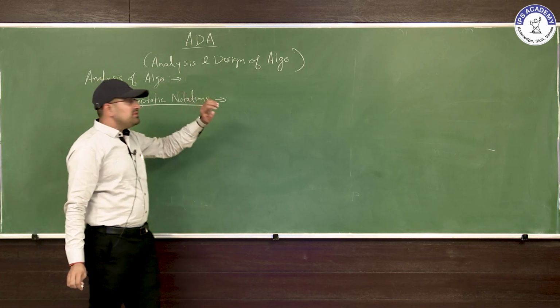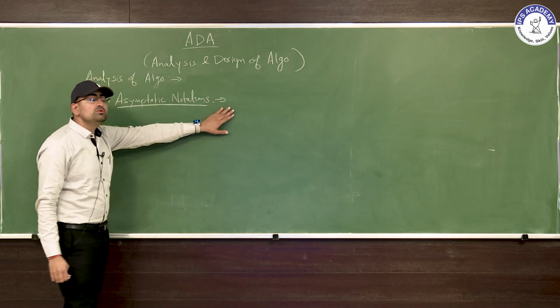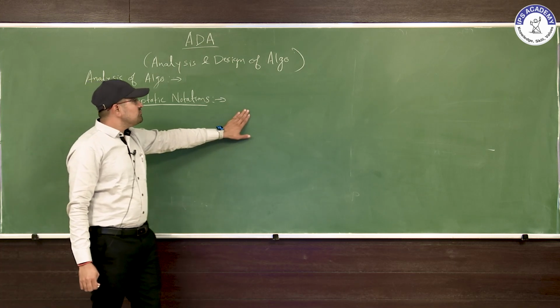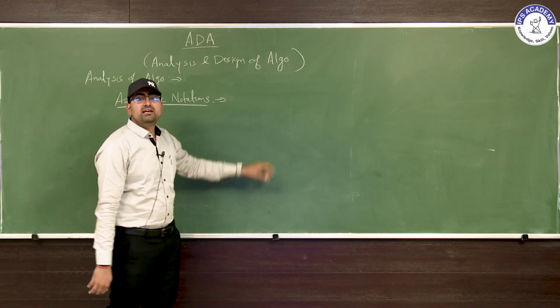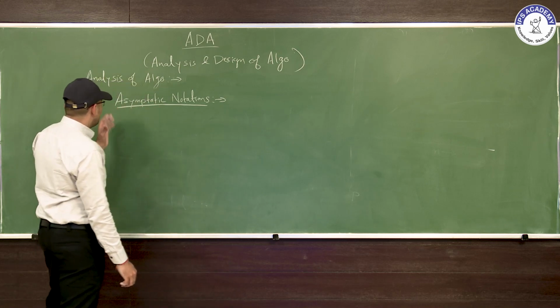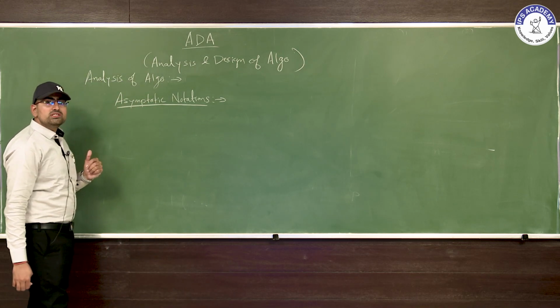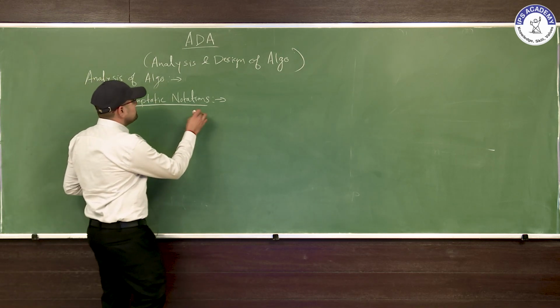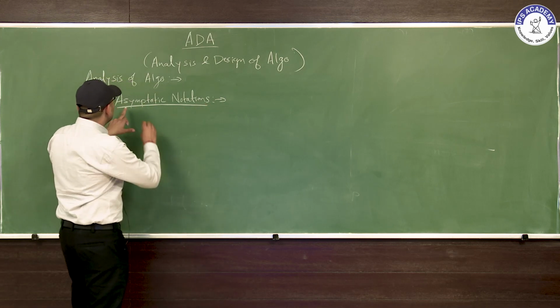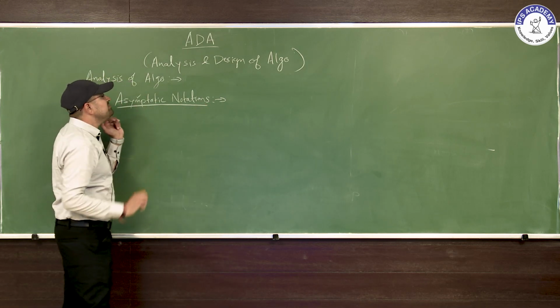These are the mathematical notations which we are going to use for expressing the complexity of an algorithm. So in short, we would be discussing the asymptotic notations also. So what are the asymptotic notations? First of all, we need to understand why these are called asymptotic.